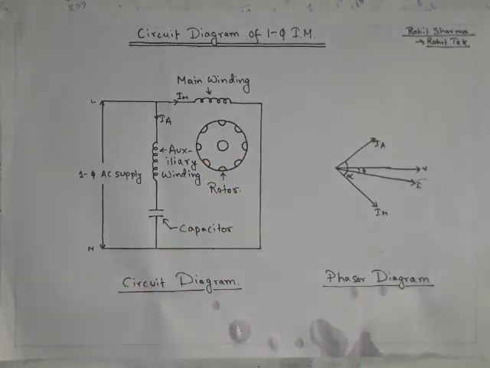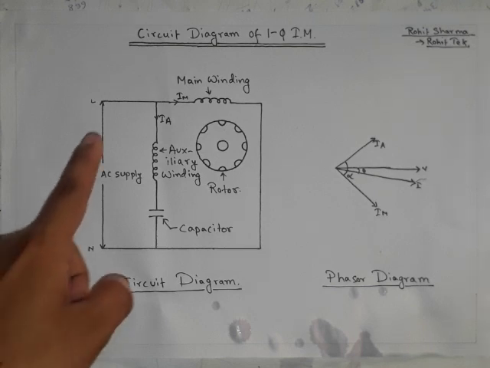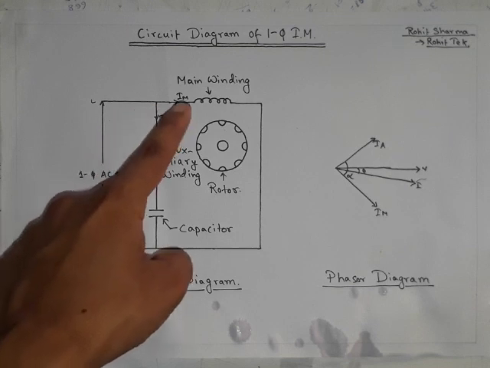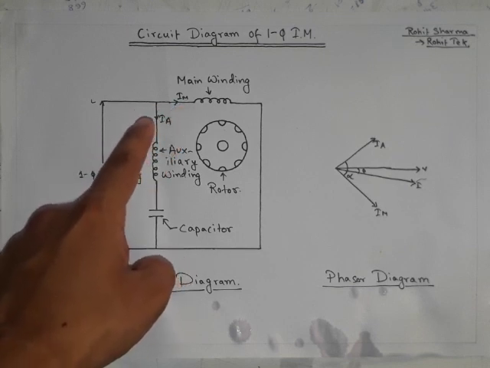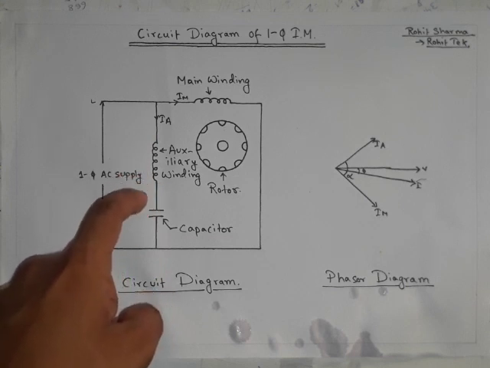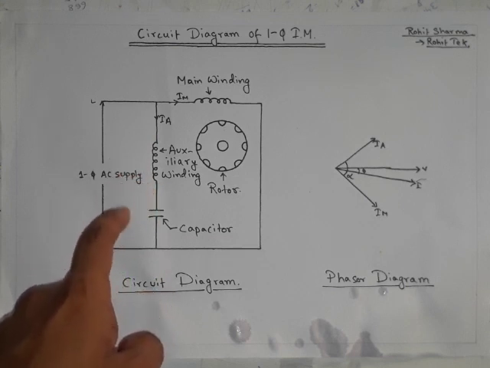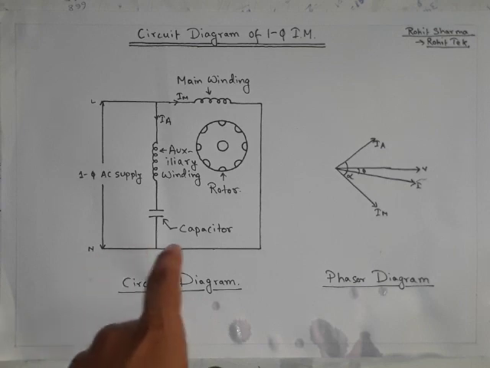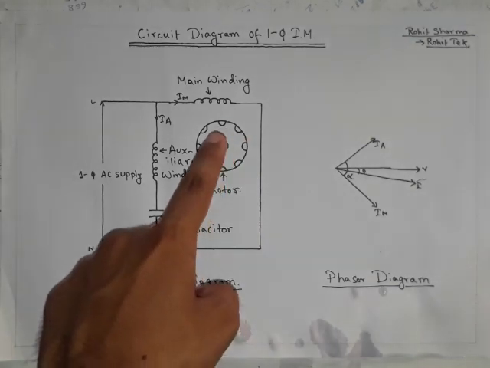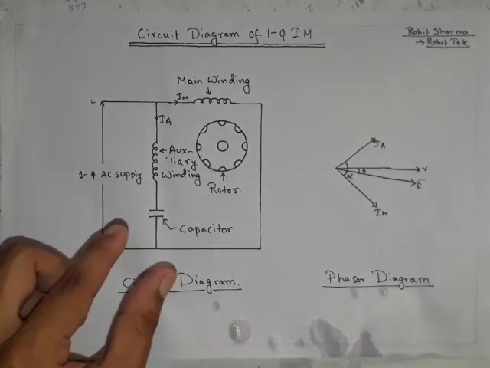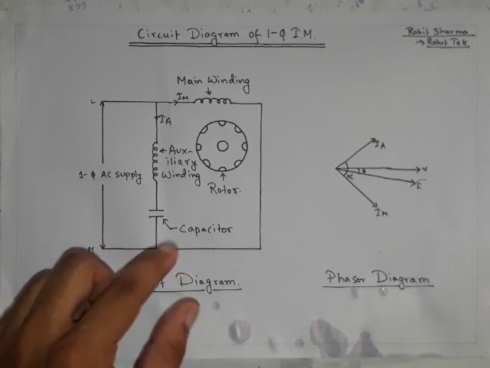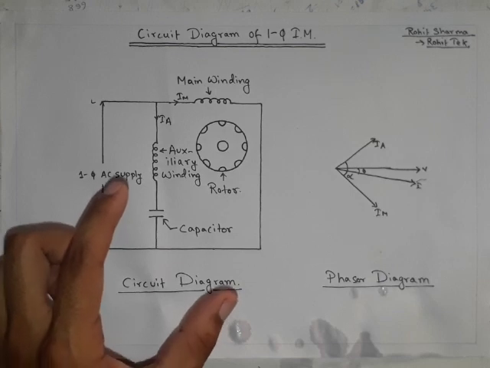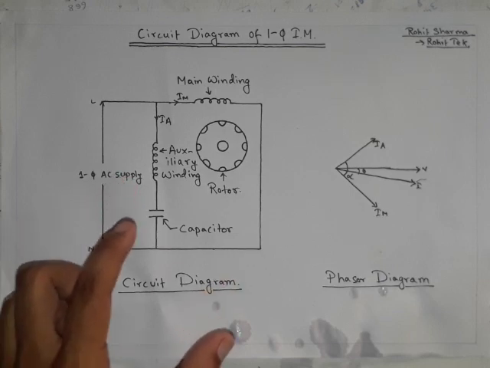Okay, so now let's see the connections. This live wire is connected with one end of the main winding and also one end of the auxiliary winding. The other end of the auxiliary winding is connected with one end of the capacitor, and the other end of the capacitor is connected to the neutral, and this neutral is also connected to the other end of the main winding. Means the simple funda here is the capacitor is connected in series with the auxiliary winding to create a phase difference of 90 degree, approximately 90 degree.